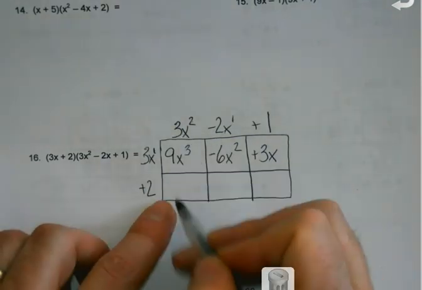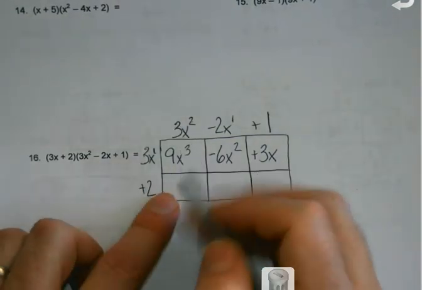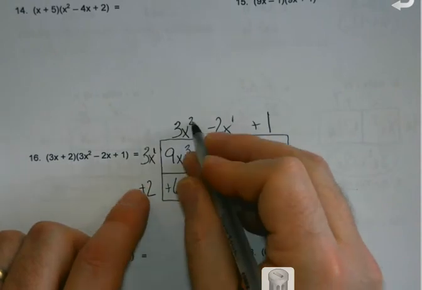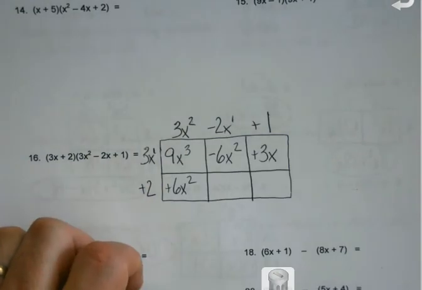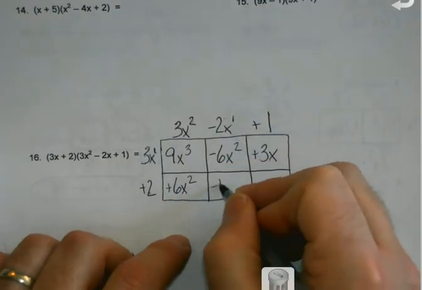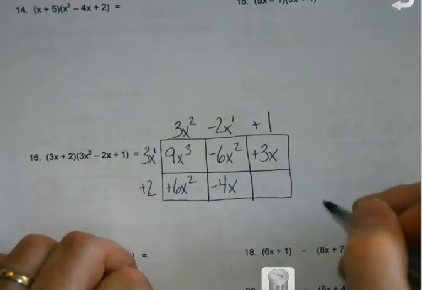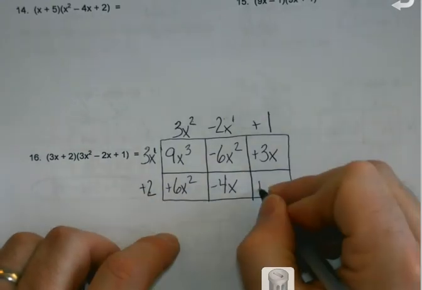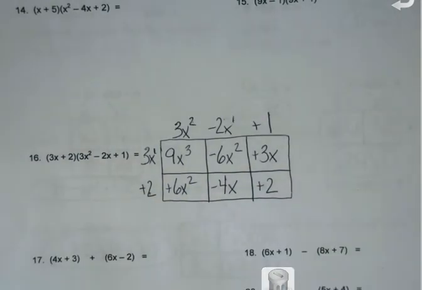And then I start in the next row. 3 times 2 is 6. And then there's no other x's, so it'll just be x squared. 2 times negative 2 is negative 4x. And 2 times 1 is 2.